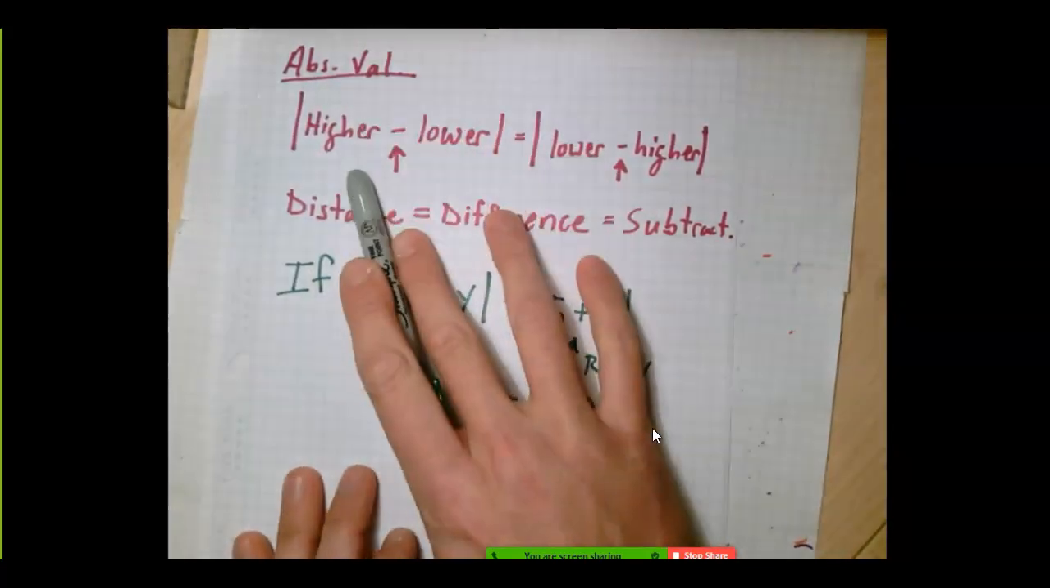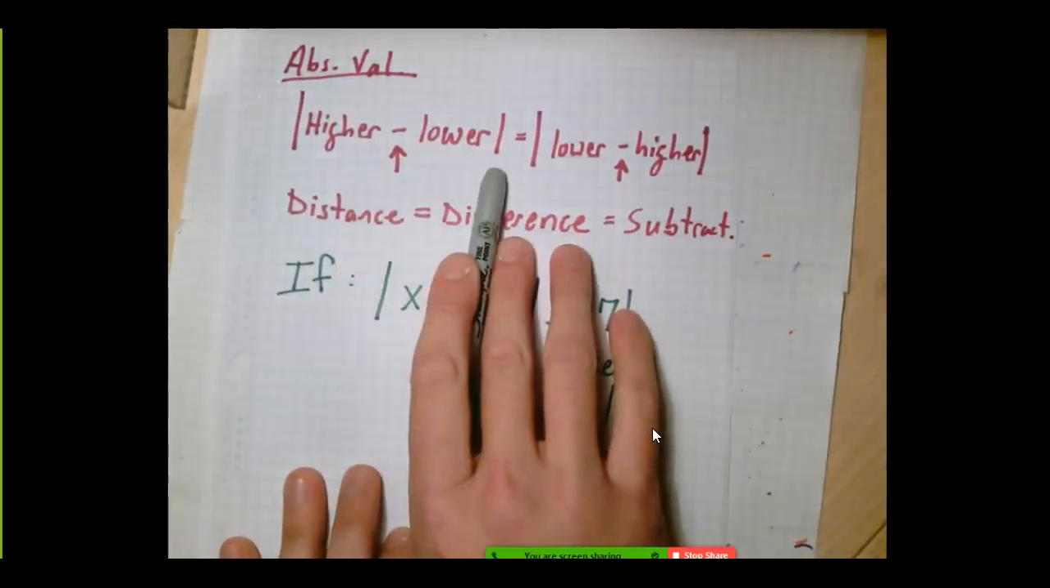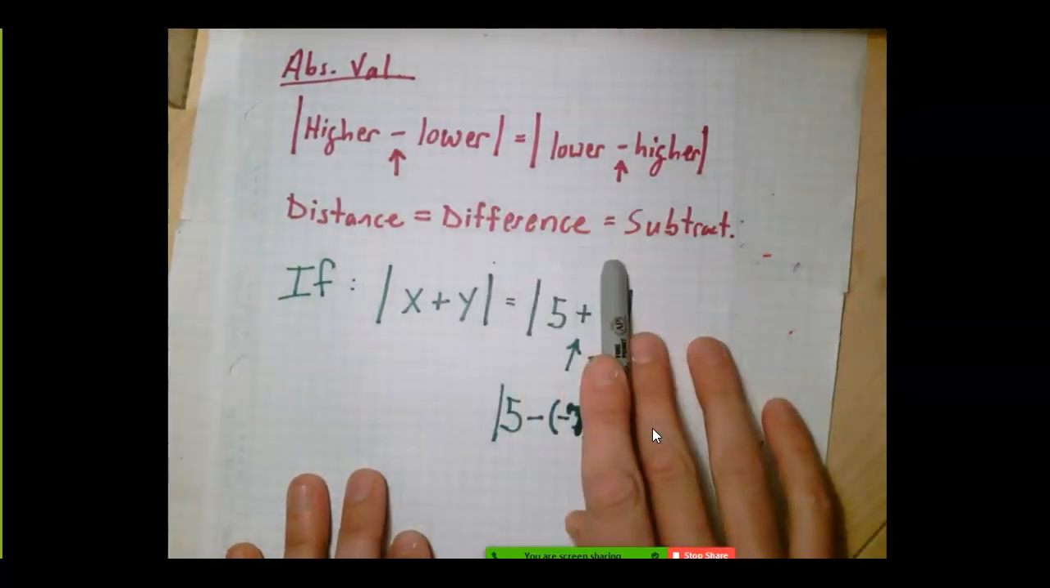Absolute value. We would like it to be higher minus lower, but often it isn't.